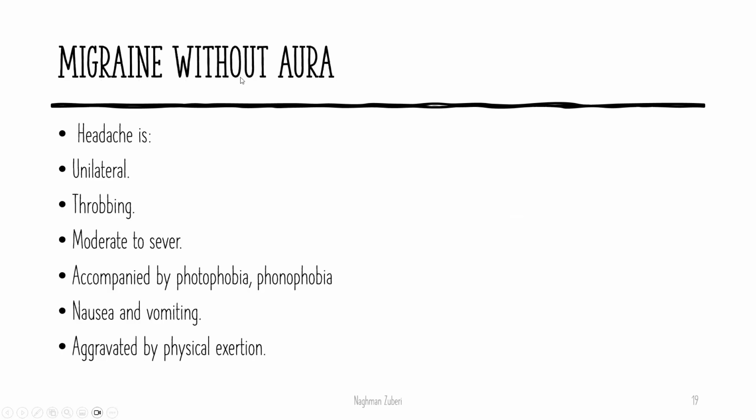Now the migraine without aura. The headache would be unilateral, throbbing, moderate to severe, accompanied by photophobia. These people cannot withstand light when they are having this problem. They want to draw the curtains and stay inside. Usually they want to even sleep, and they don't want to talk to anyone because they also have phonophobia. Then there will be nausea and vomiting, and usually after emesis they feel better. This is aggravated by physical exertion.